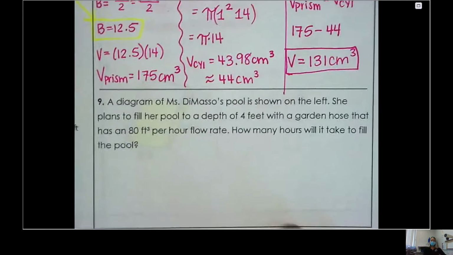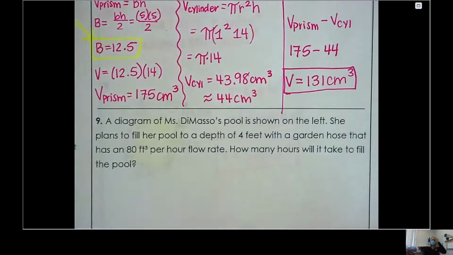All right, number nine. A diagram of Miss Tomasso's pool is shown on the left. She plans to fill her pool to a depth of 4 feet with a garden hose that has an 80-foot cubed per hour flow rate. How many hours will it take to fill the pool?